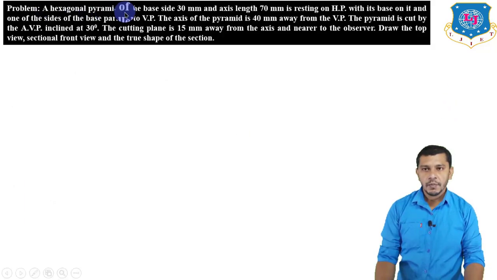A hexagonal pyramid of base side 30 mm and axis 70 mm is resting on HP with its base on it, and one of the sides of the base is parallel to VP. The axis of the pyramid is 40 mm away from the vertical plane. The pyramid is cut by the AVP inclined at 30 degrees. The cutting plane is 15 mm away from the axis and nearer to the observer. Draw the top view, sectional front view and true shape of the section.